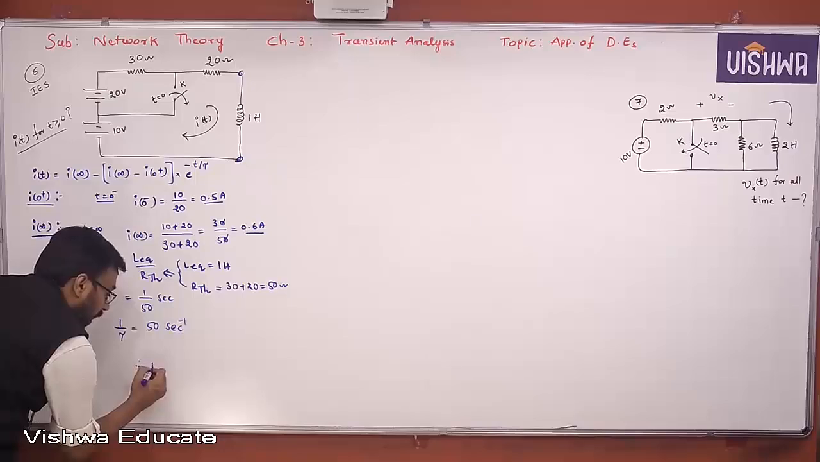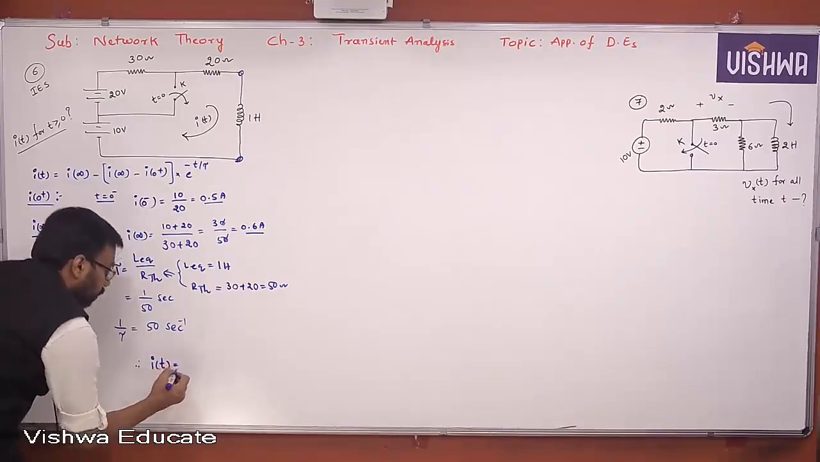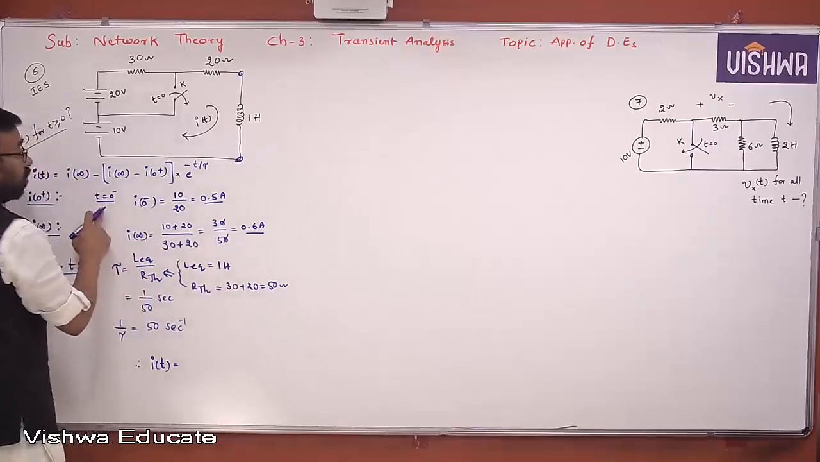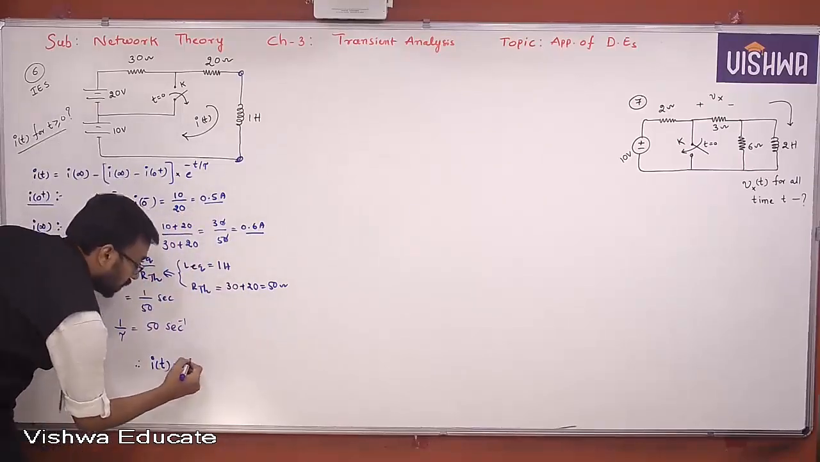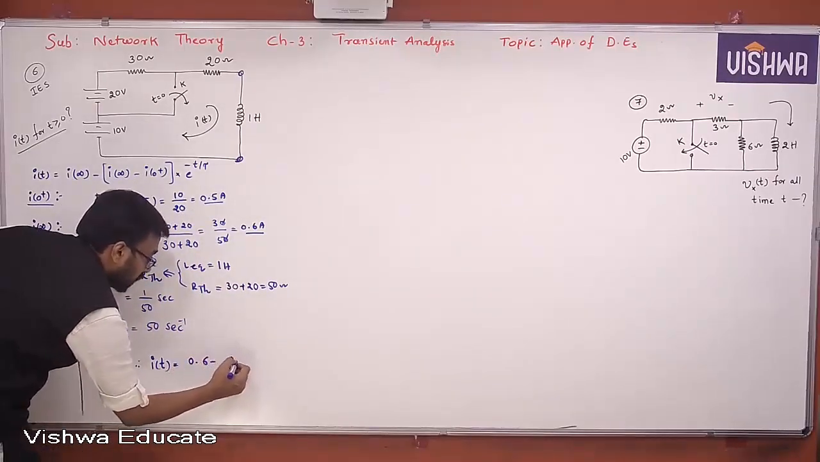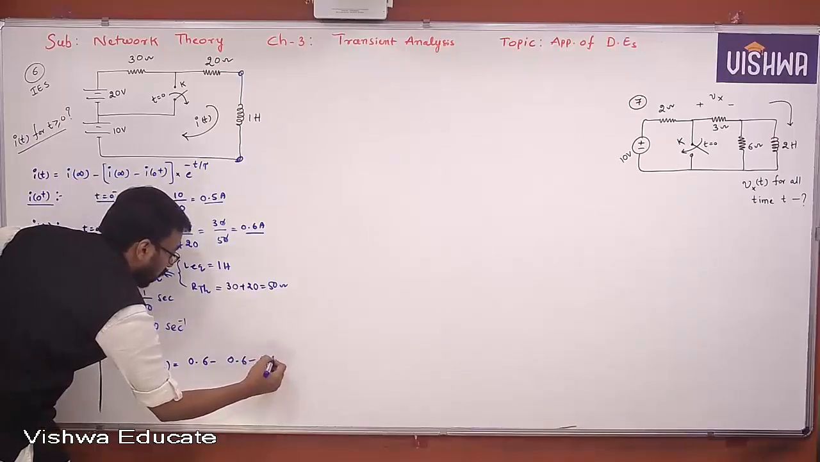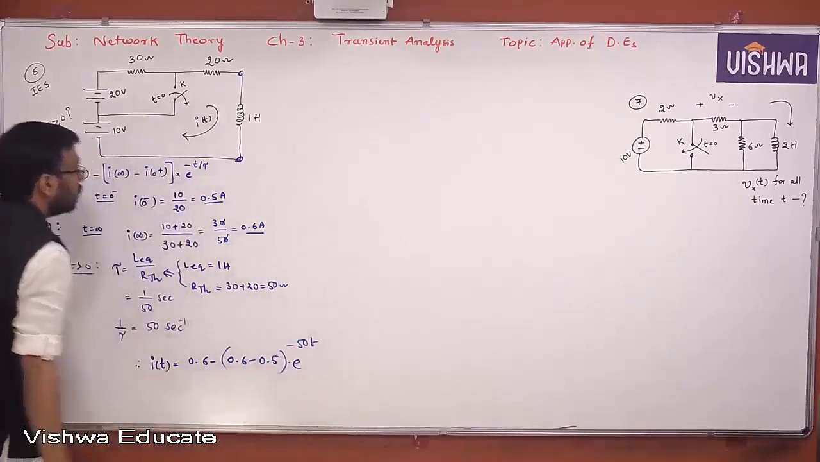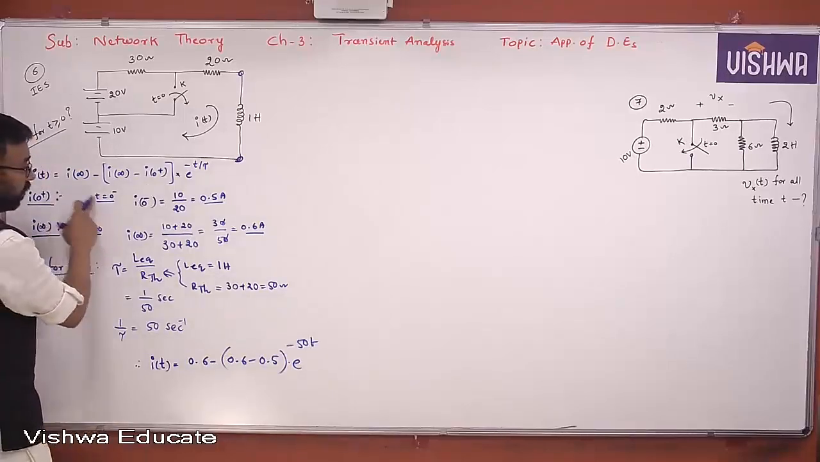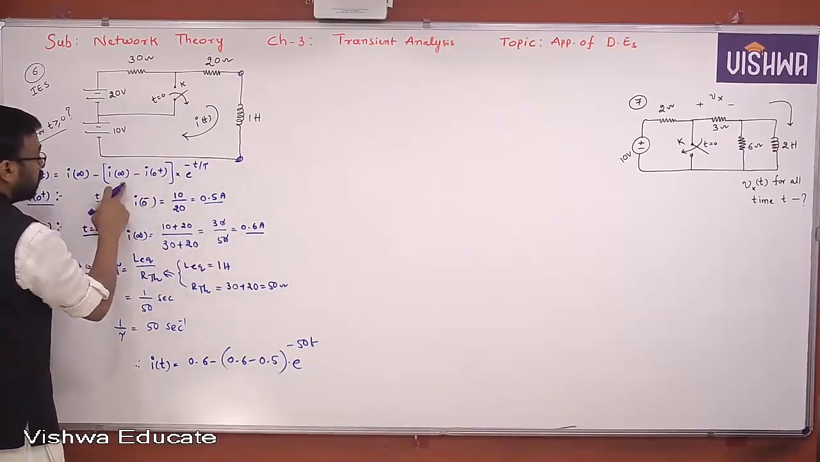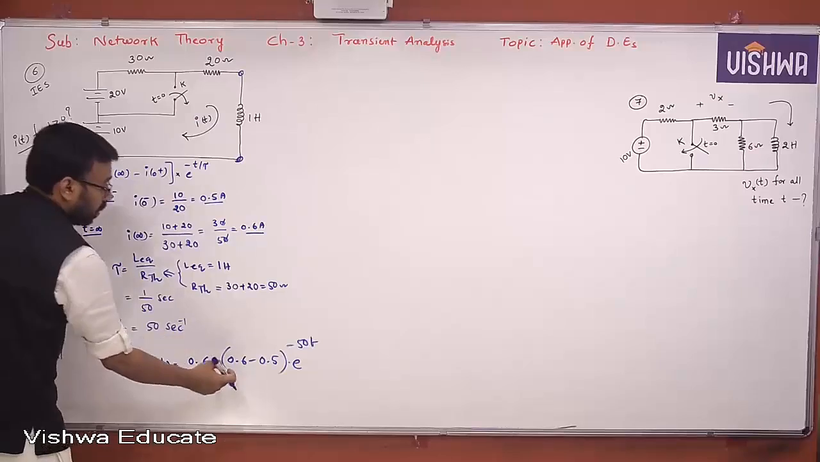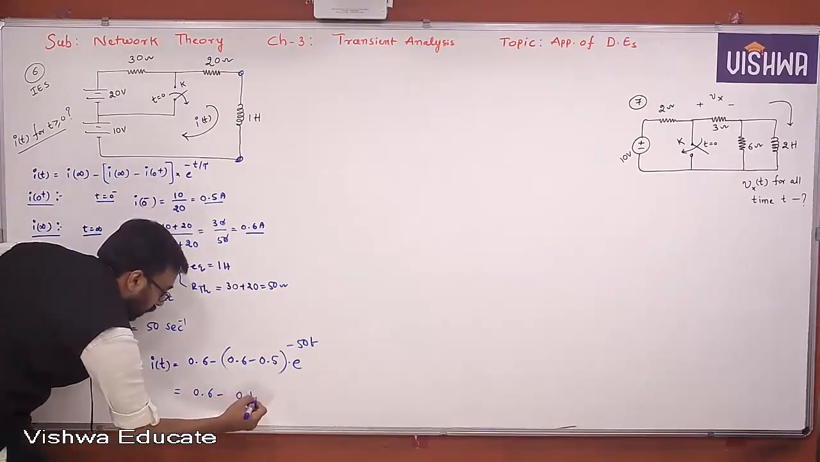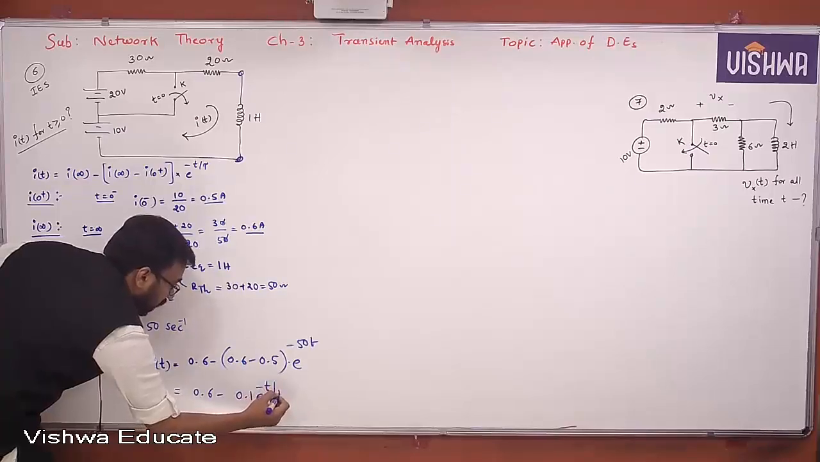Therefore, I of t is equal to, what do you get? I of infinity is how much here? 0.6. I of 0 plus is how much? 0.5. Therefore, 0.6 minus (0.6 minus 0.5) into e power minus 50t. Look at this. I of infinity is 0.6, so 0.6 minus 0.5 is nothing but 0.1. So therefore, 0.6 minus 0.1 e power minus t by tau.